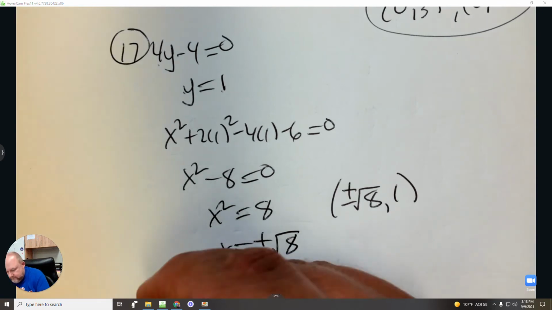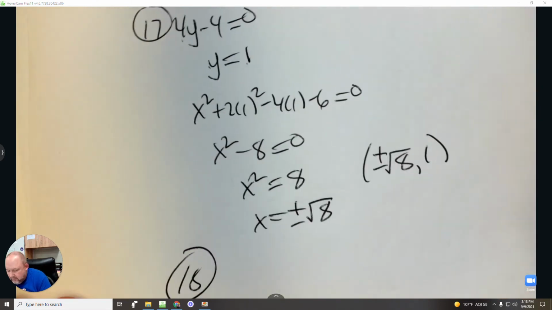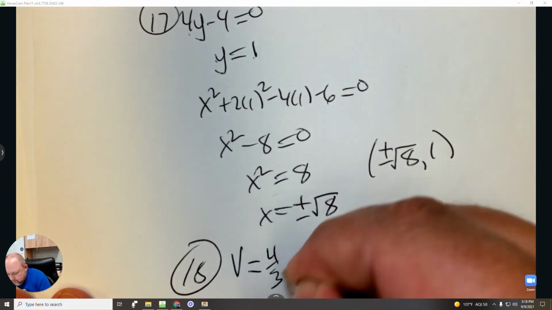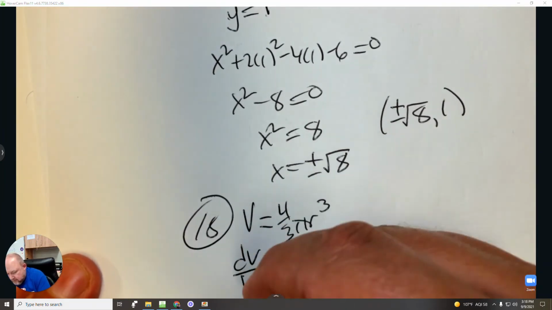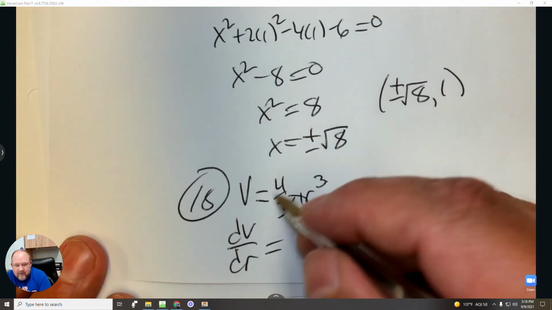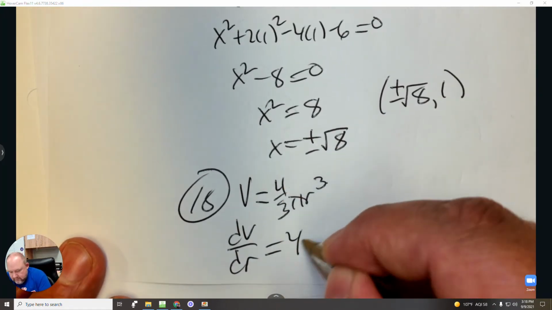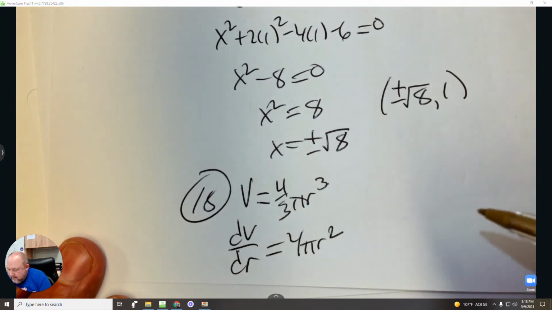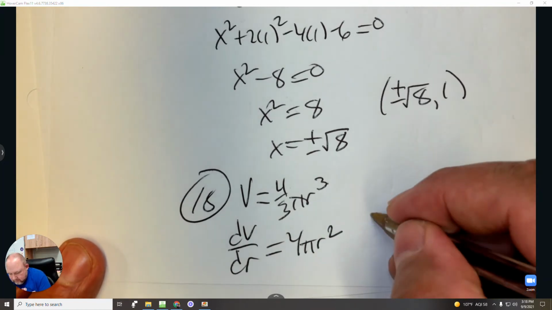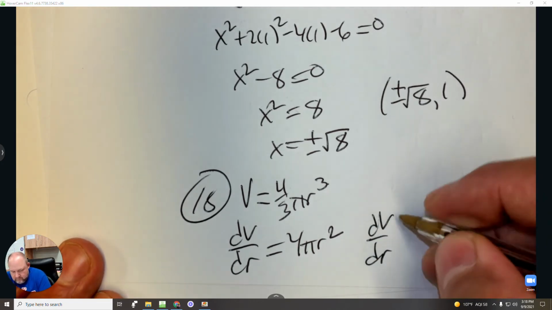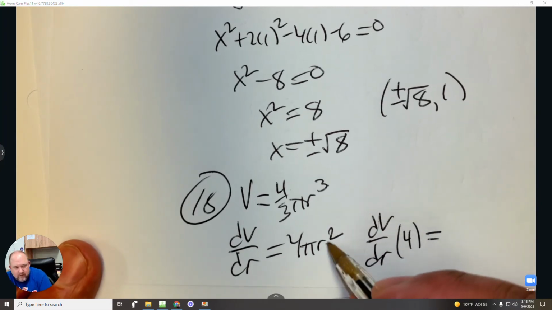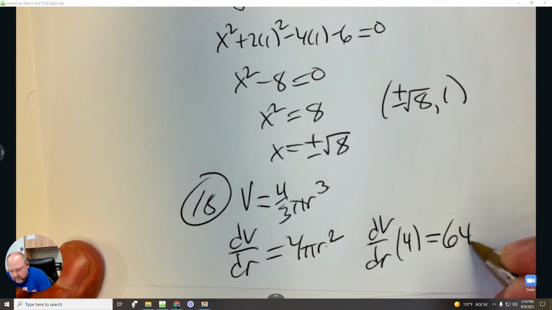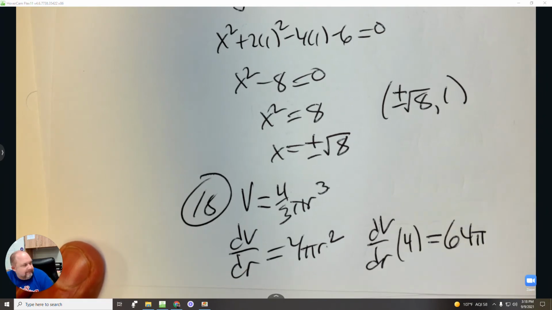18. In 18 it says the volume of a sphere, and it says take the derivative with respect to the radius. So 3 times this, the 3's would cross out, and subtract 1 from the exponent. And then it says when the radius is 4. So if I plug in 4, that's 16 times 4, that's 64 pi, and that's it. Number 19.